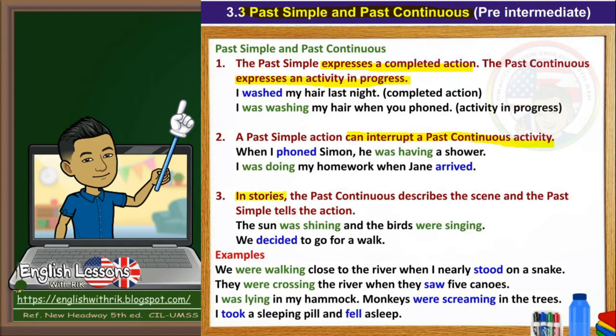In stories, the past continuous describes the scene and the past simple tells the action. The sun was shining and the birds were singing. We decided to go for a walk. Here are some more examples. We were walking close to the river when I nearly stood on a snake. They were crossing the river when they saw five canoes. I was lying in my hammock. Monkeys were screaming in the trees. I took a sleeping pill and fell asleep.